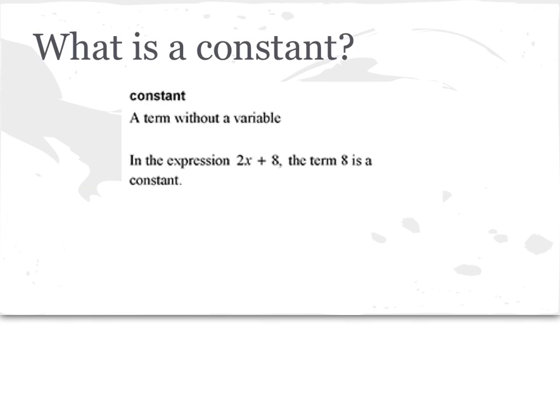What is a constant? A constant is a term without a variable, which means the same thing it does in science. A constant means it is not going to change. In the expression 2x plus 8, the term 8 is a constant. In the expression 3y plus 6, 6 is the constant.